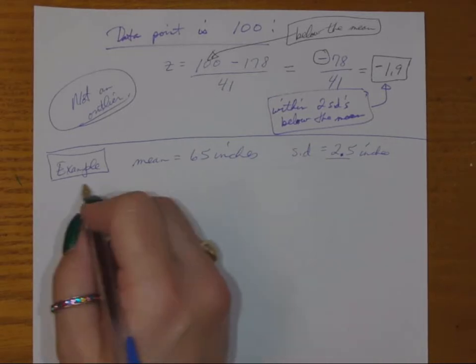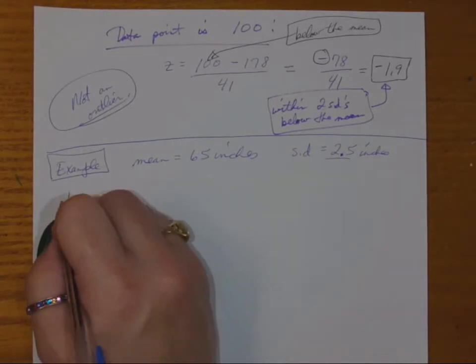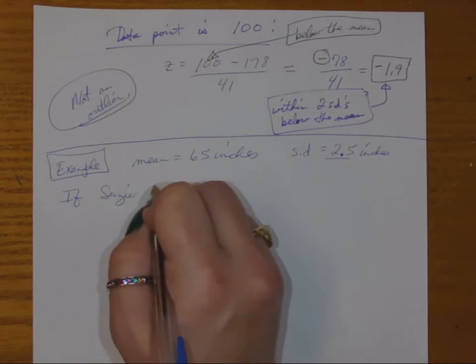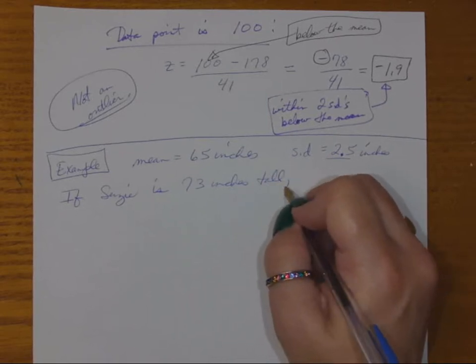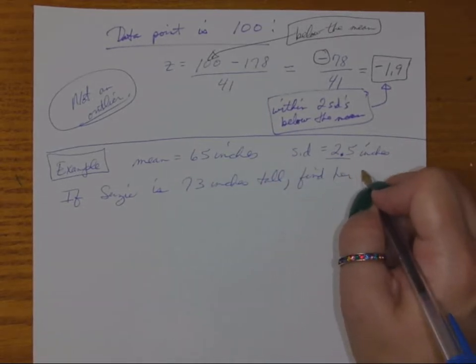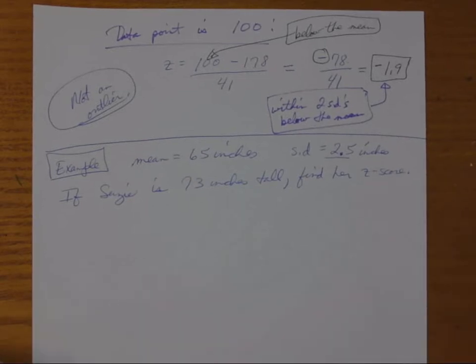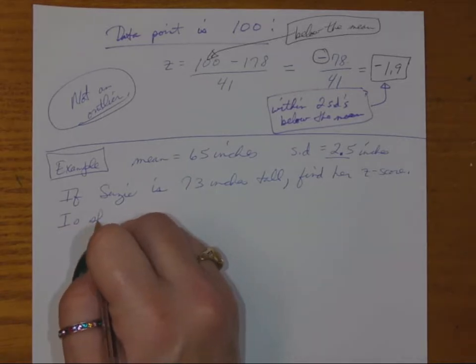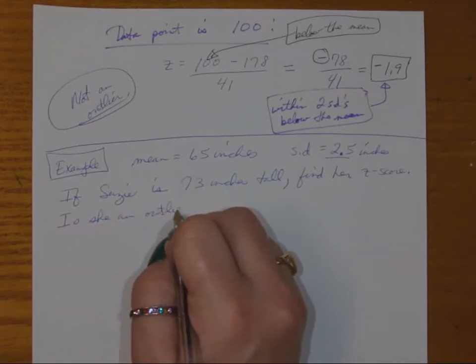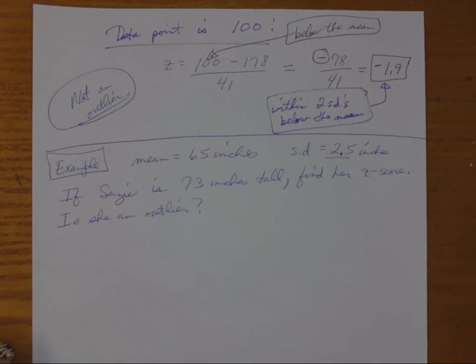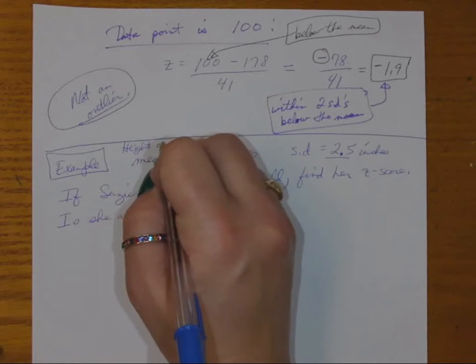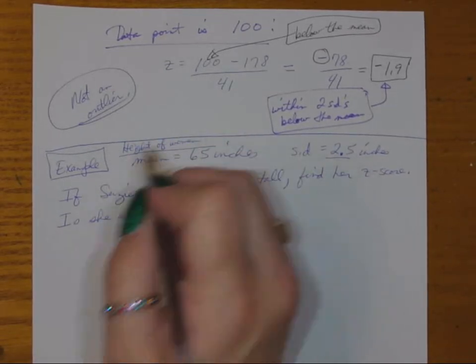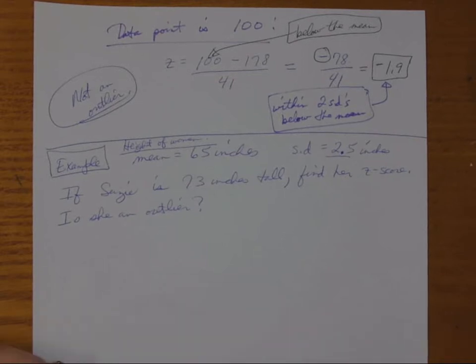Okay. All right, so here's the question. This is the average height of people in whatever class. So it says if Susie is 73 inches tall, find her z-score. Okay, and then we want to know, is she an outlier? Okay, and by the way, this was the average height of women. Not men, but women. Okay, that's what that data set was that I stole this from.